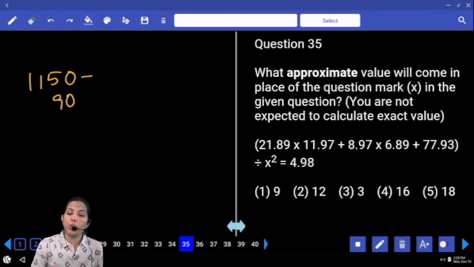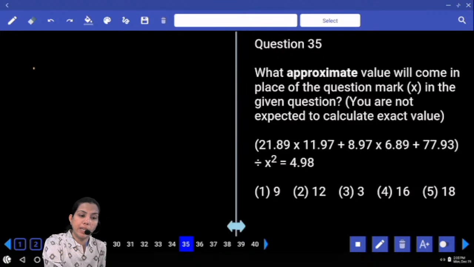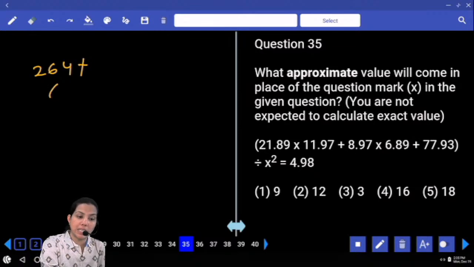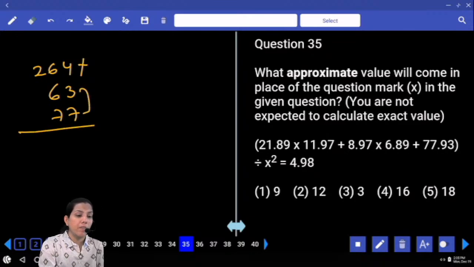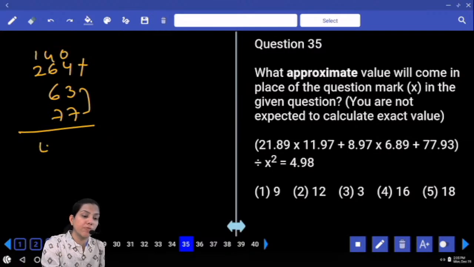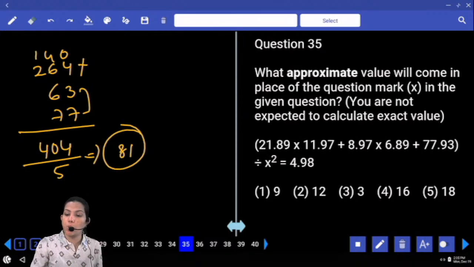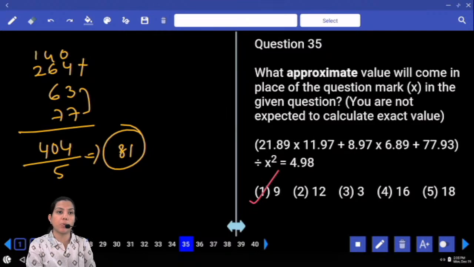Next, 35. 22 into 12. What is 22 into 12? 12 twenty-twos are 264. It is 264. Next plus 9 eights, 9 sevens, 63 plus 77. 63 plus 77 is 140. 264 plus 140 is 404, divided by 5. It is approximately 81. What is the square root of 81? 9. That is option 1.